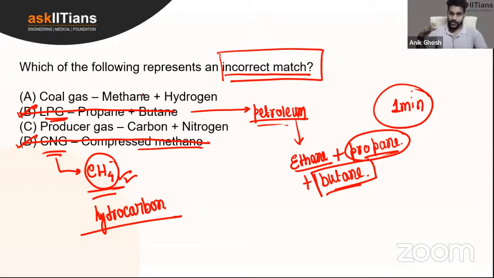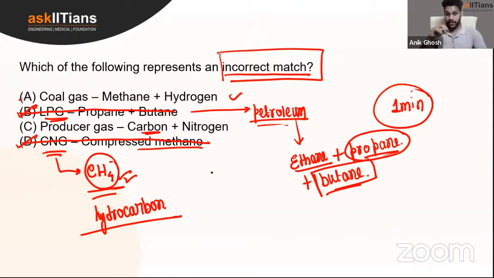And for your information, if you just read from the NCERT, you don't have to learn from any other books. In NCERT it is written that coal gas is made up of methane, hydrogen, nitrogen. These are the major constituents of coal gas. So this is also a right thing. The only wrong option over here is producer gas made up of carbon and nitrogen. They made sure that you miss this out, because producer gas is made up of carbon monoxide, not carbon. Everything is written in your NCERT.